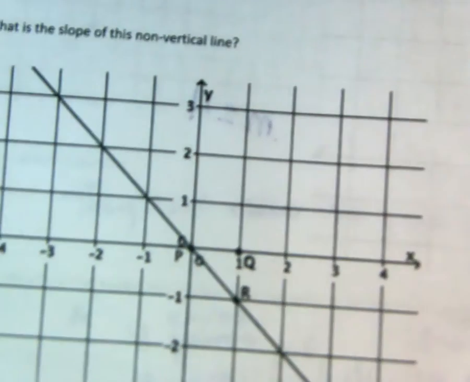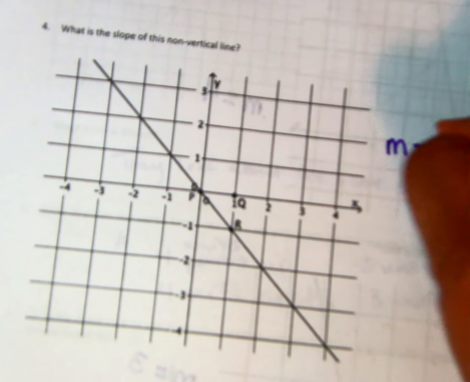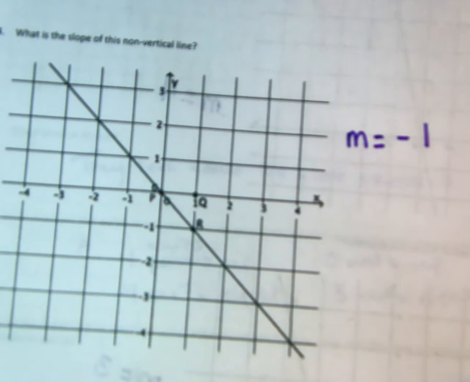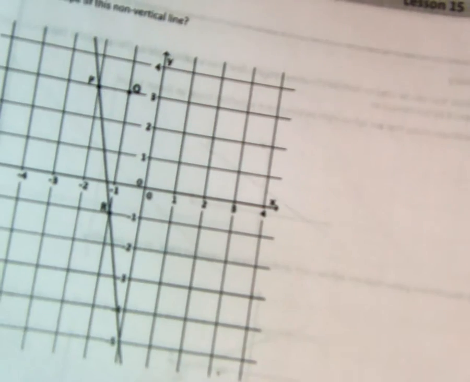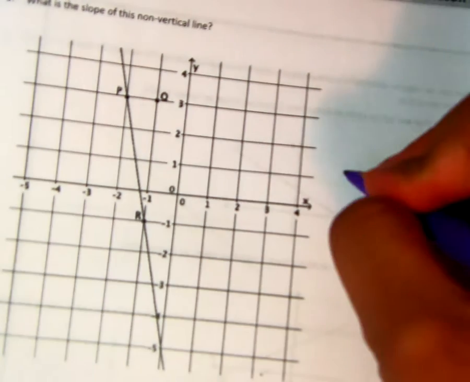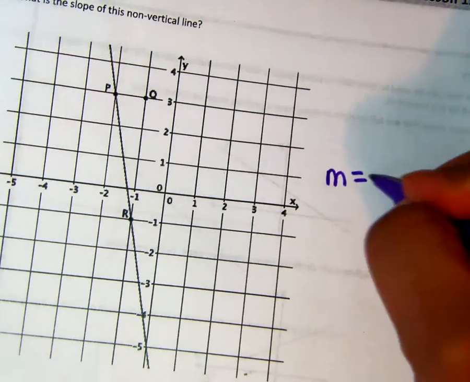Pick up with question number 4. What is the slope of this non-vertical line? Our directions have changed. This is no longer left to right inclining like the previous examples. This is left to right declining. So I know I'm going to have a negative slope. The slope is actually going to be equal to -1. Look at number 5. What is the slope of this non-vertical line? Slope is also going to be negative. Slope is going to be -4.